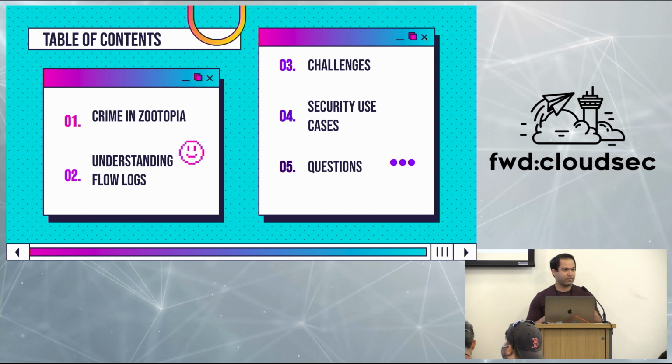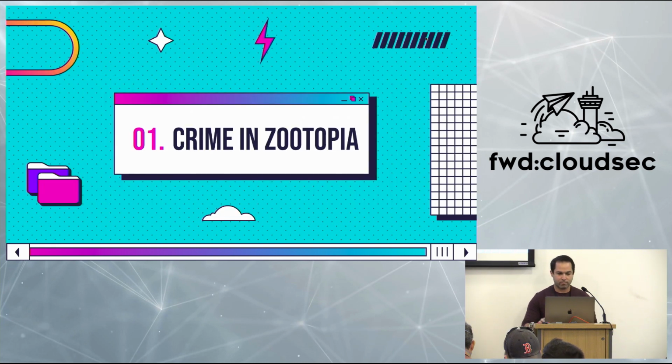So, table of contents. Flow logs aren't the most exciting thing in the world, so there's a little bit of scene setting we'll be doing. We're going to talk about this in the context of Zootopia. We're going to understand these flow logs a little bit more, some of the challenges in working with them, some security use cases, and then maybe some time for questions. If not, then come find me after.